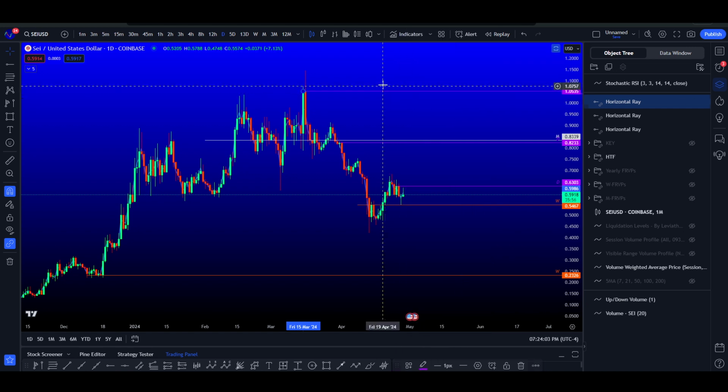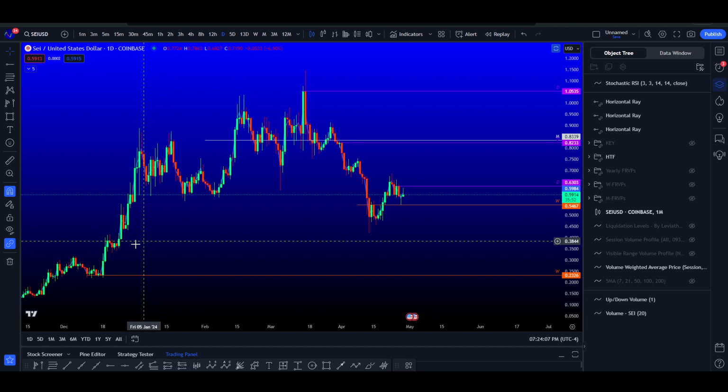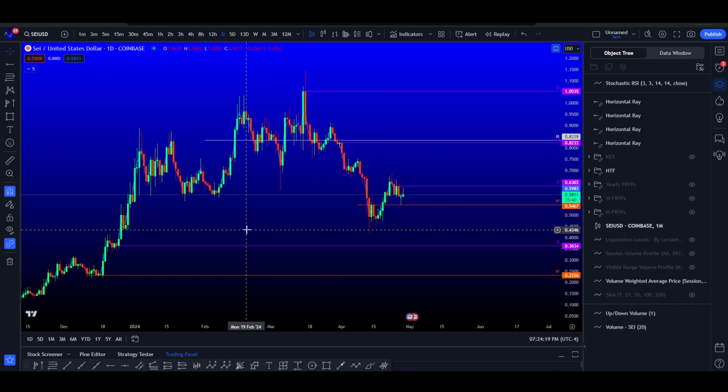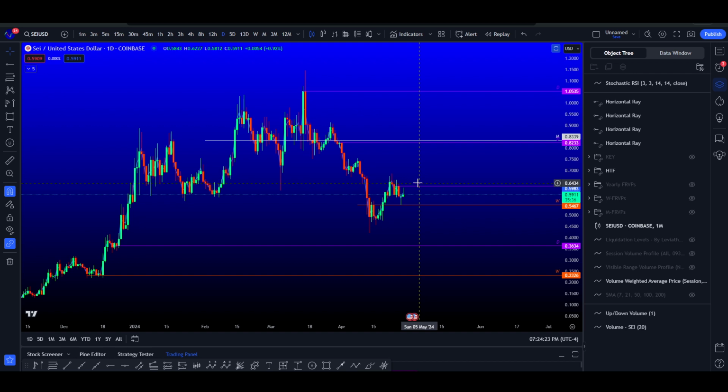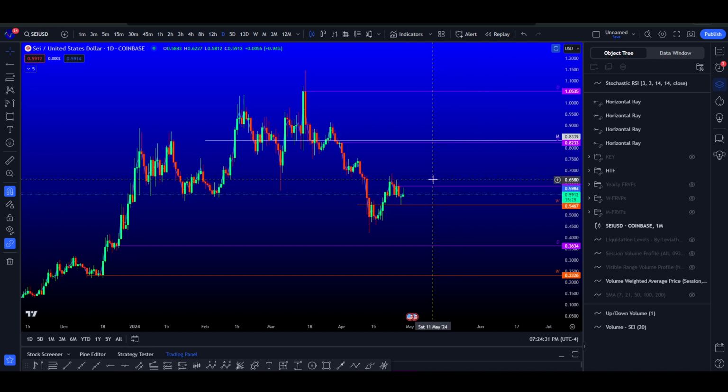So put that there. That's already been tapped. That's been tapped. And then this has not been tapped. All right, so we have most of our levels pretty much marked out. Most of the relevant levels, in my opinion. And we also have the daily and weekly close in about 35 minutes.